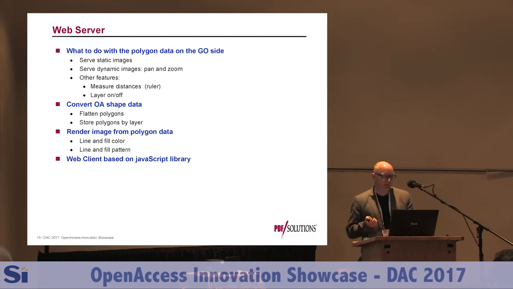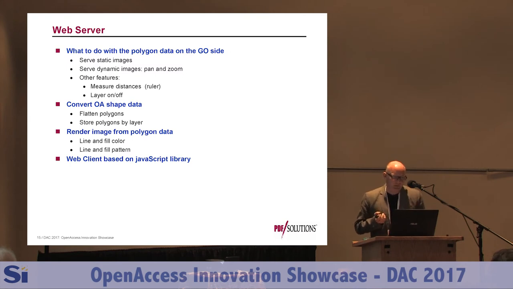So now let's talk a little bit about the web server. What do we want to do with the polygon data once we have it on the Go side? One way is, of course, serving static images, but it's kind of boring. We would probably like to do something with dynamic images, meaning we'd like to pan, zoom, maybe measure, or maybe turn layers on and off and so forth. So let's look at this a little bit more.